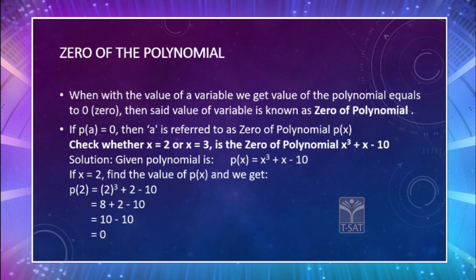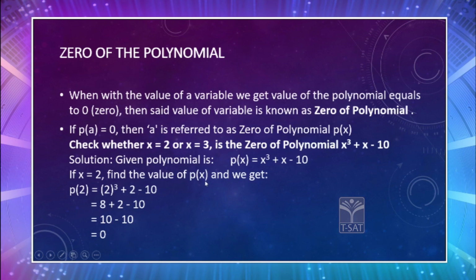Clear? When with the value of a variable we get the value of the polynomial equal to 0, that value is said to be a 0 of the polynomial. If p of a equals 0, then a is referred to as a 0 of the polynomial p of x. If p of 1 equals 0, then 1 is a 0 of the polynomial. If p of minus 2 equals 0, minus 2 is a 0 of the polynomial. Is it clear? That's very important. We are going to check whether the given value is a 0 of the polynomial or not.